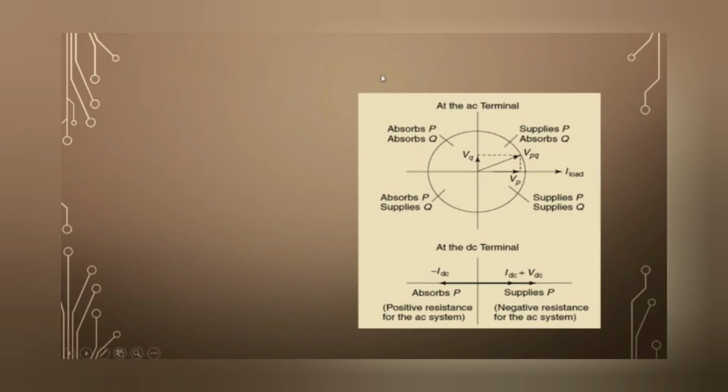So this is the four-quadrant diagram of an SSSC. If your injected voltage and the line load current are in the first quadrant, at that time the SSSC supplies the real power and absorbs the reactive power. If it is in the second quadrant, the SSSC absorbs the real and reactive power. If it is in the third quadrant, then the SSSC absorbs the real power and supplies the reactive power. And if it is in the fourth quadrant, then the SSSC supplies the real and reactive power. So this is a simple basic understanding of how the SSSC works.